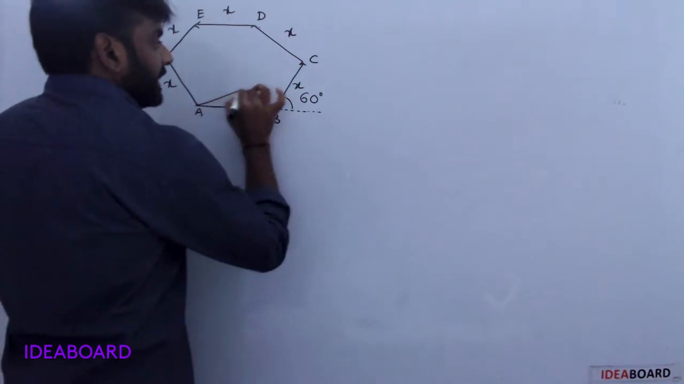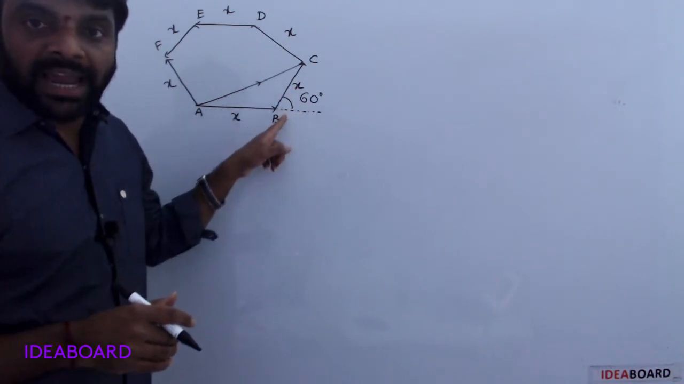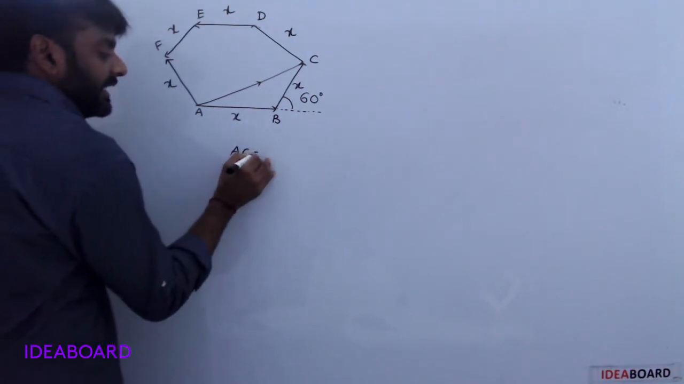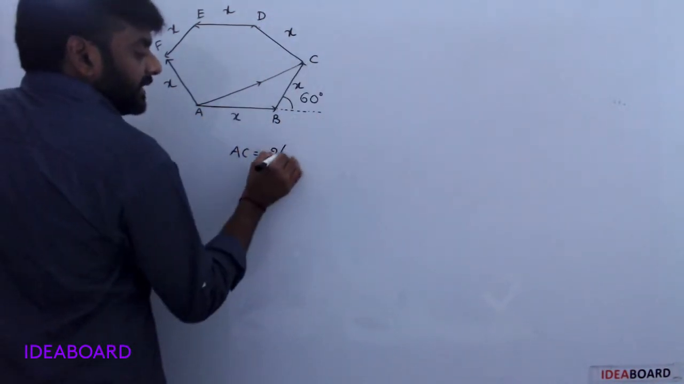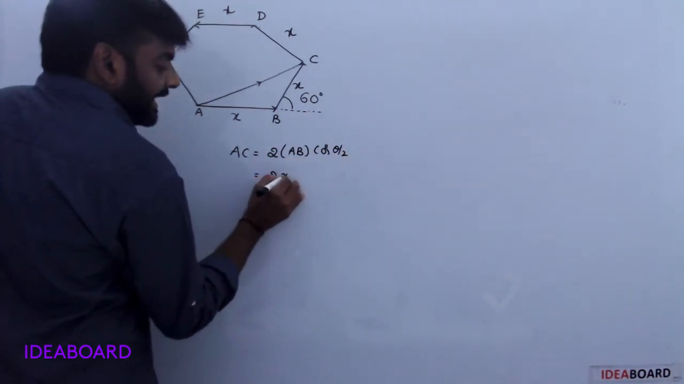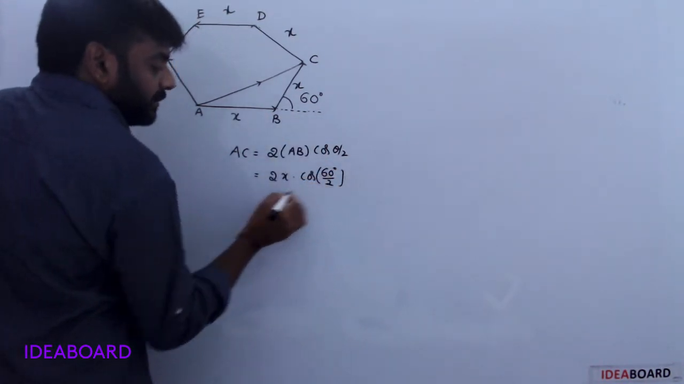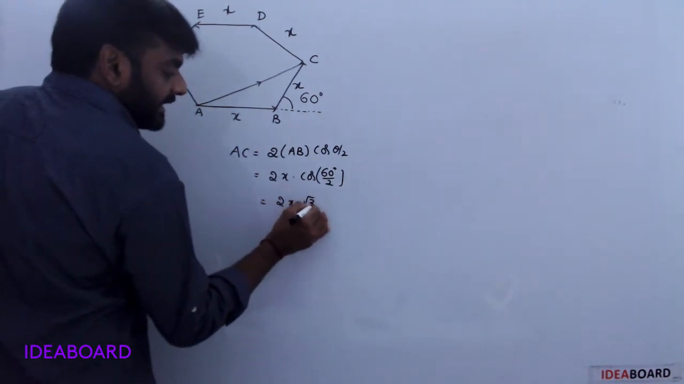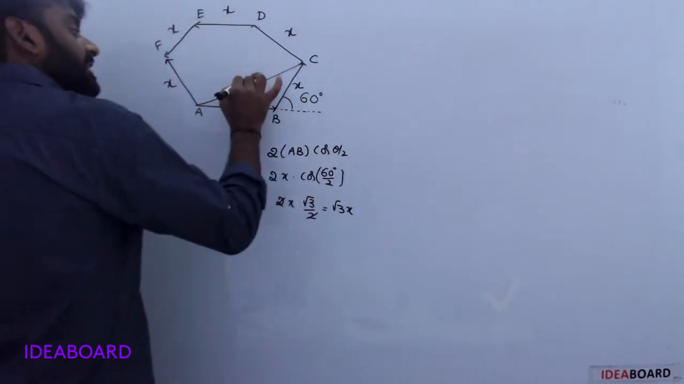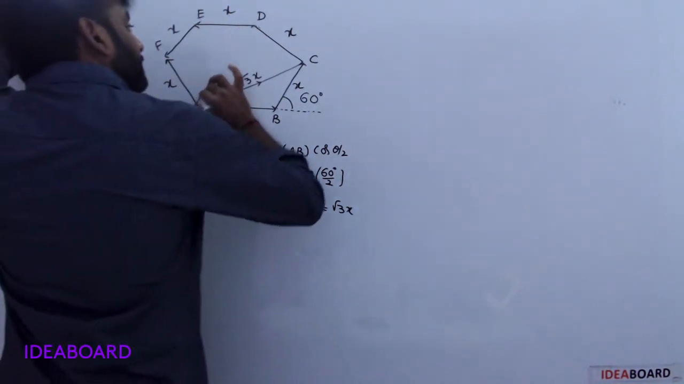Now AC. What is the value of AC here? X, same magnitude, and the angle is 60 degrees. So the resultant of AC is 2x cos theta by 2, meaning 2x cos 60 by 2, which is cos 30. Cos 30 is root 3 by 2. The 2 cancels, so this value is root 3 x. Understood?